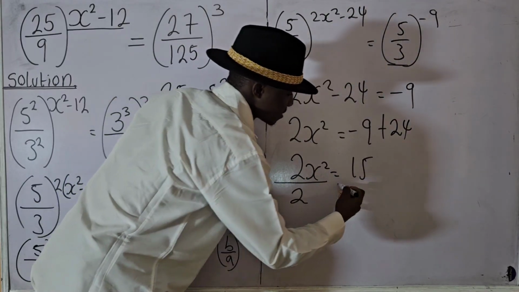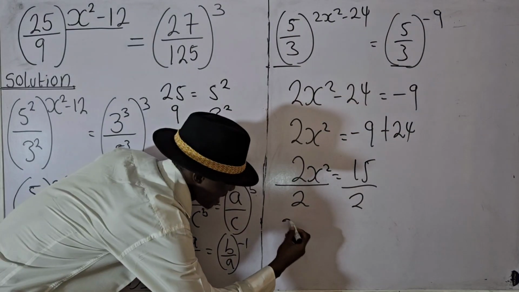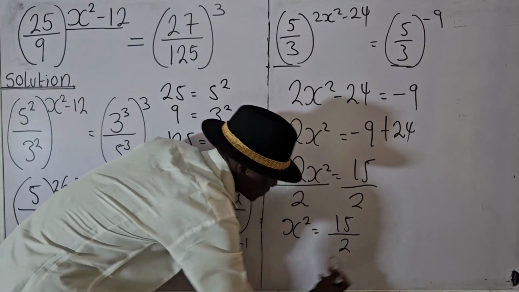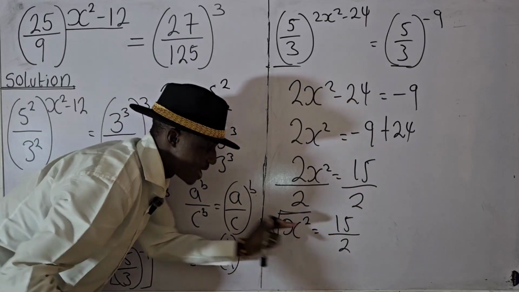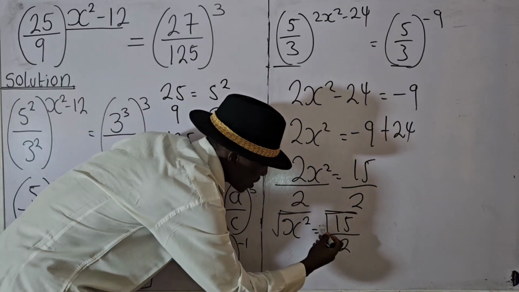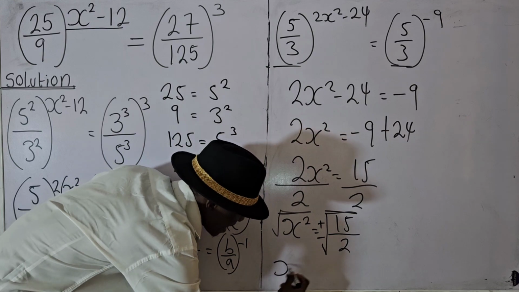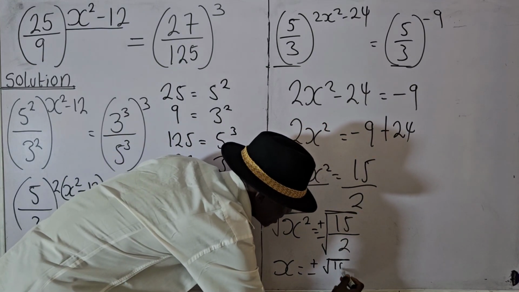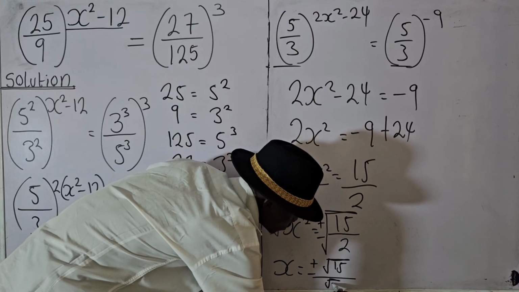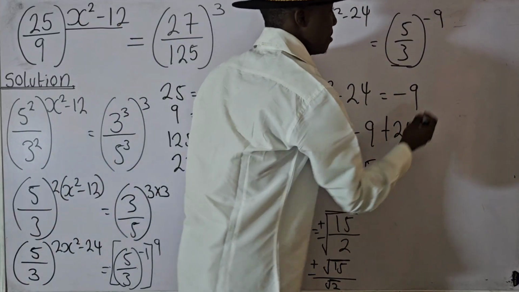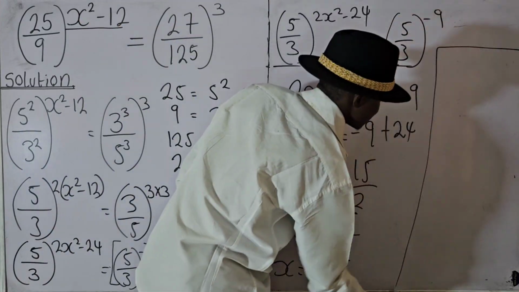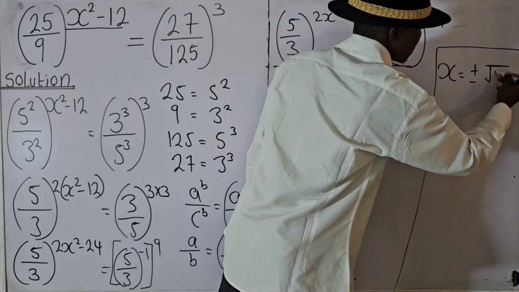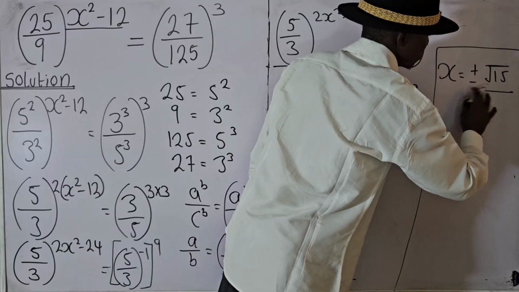To get the value of x, first divide both sides by 2. We are going to have x² equal to 15 over 2. To eliminate the square, I'm going to take the square root. And when you take the square root, you're going to have two values. So x will be equal to positive or negative square root of 15 all over square root of 2, right? Now, before we separate the signs, please pay attention. x is equal to positive or negative square root of 15 all over square root of 2.